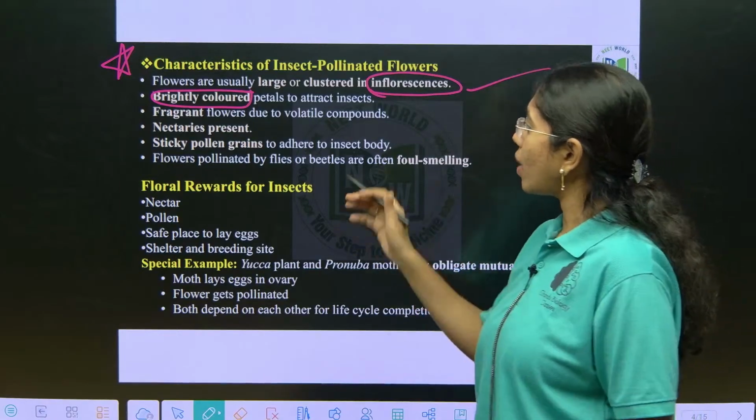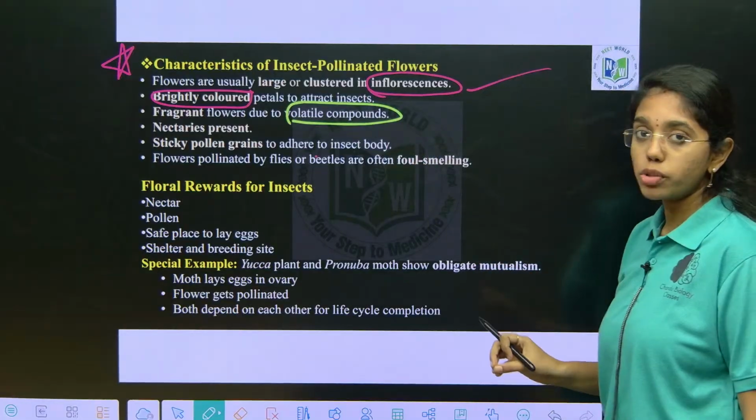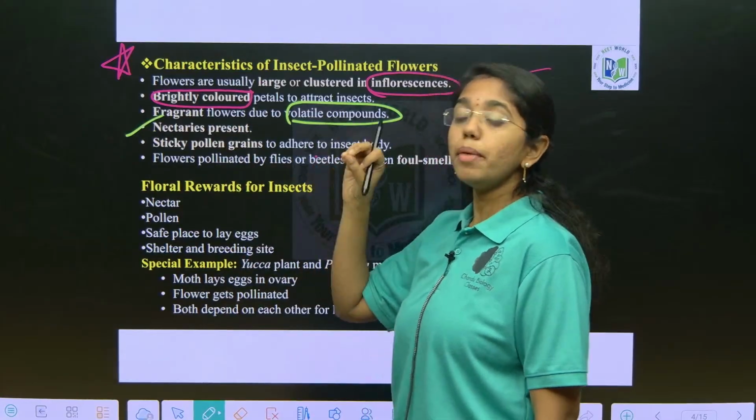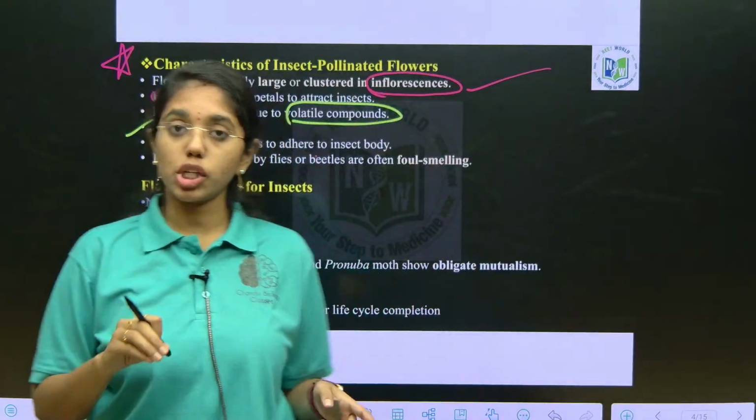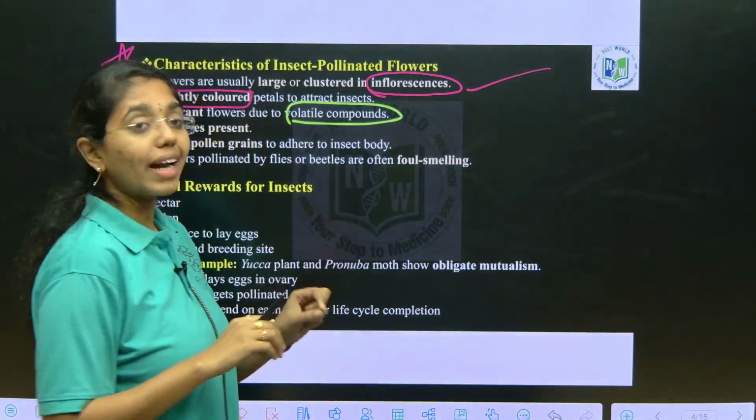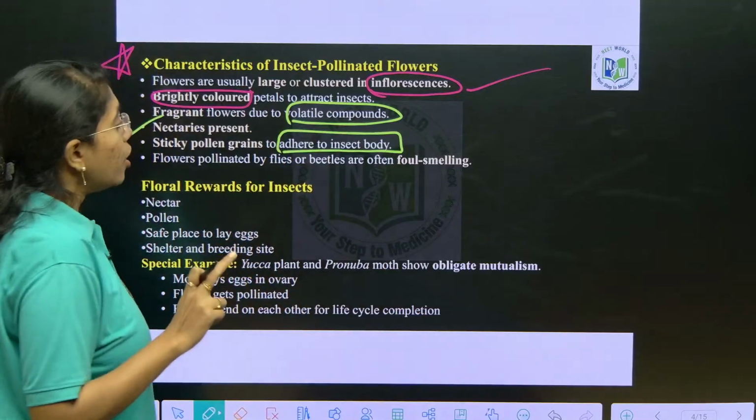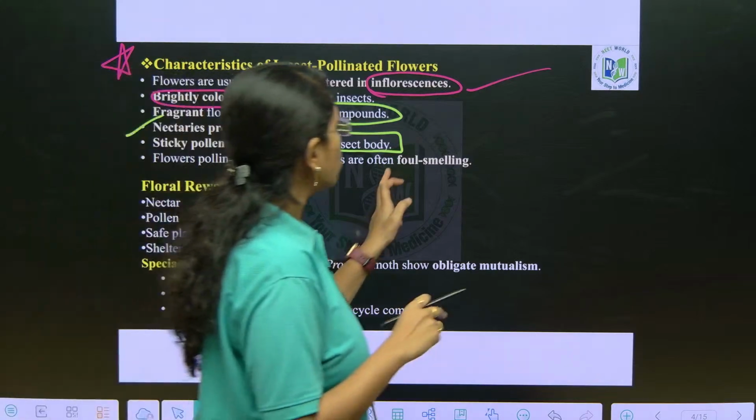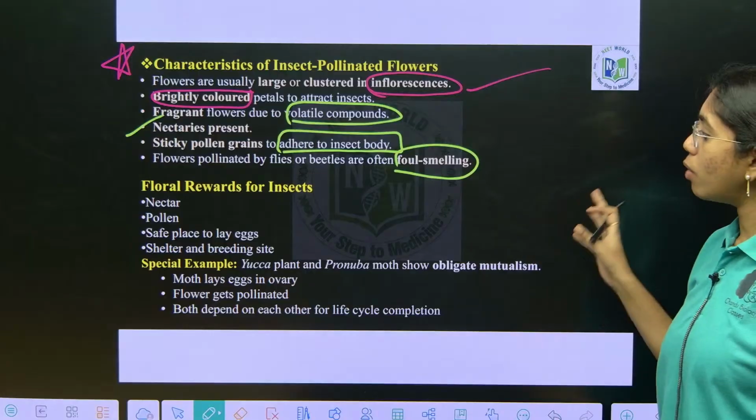And fragrant flowers are there, fragrant due to volatile compounds present in the flower, and nectaries are present. Sticky pollen grains are present. In abiotic pollinating agents, the pollen grain feature will be what? Non-sticky and light. But here it is sticky pollen grains, so that the pollen grains can adhere to the insect body. And flowers pollinated by flies or beetles are often what?